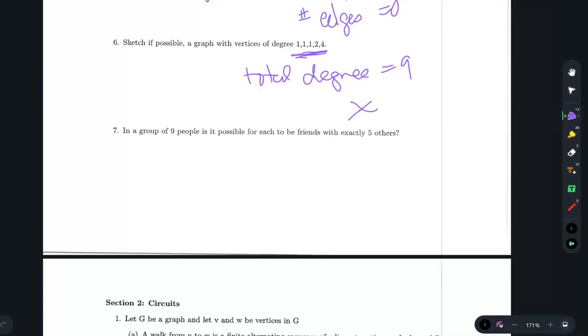So in a group of 9 people, can we be friends with exactly 5 others? What that means is each of those 9 people are going to shake hands with 5 others. And so that gives us a total degree of 45. Again, that's odd, not possible.